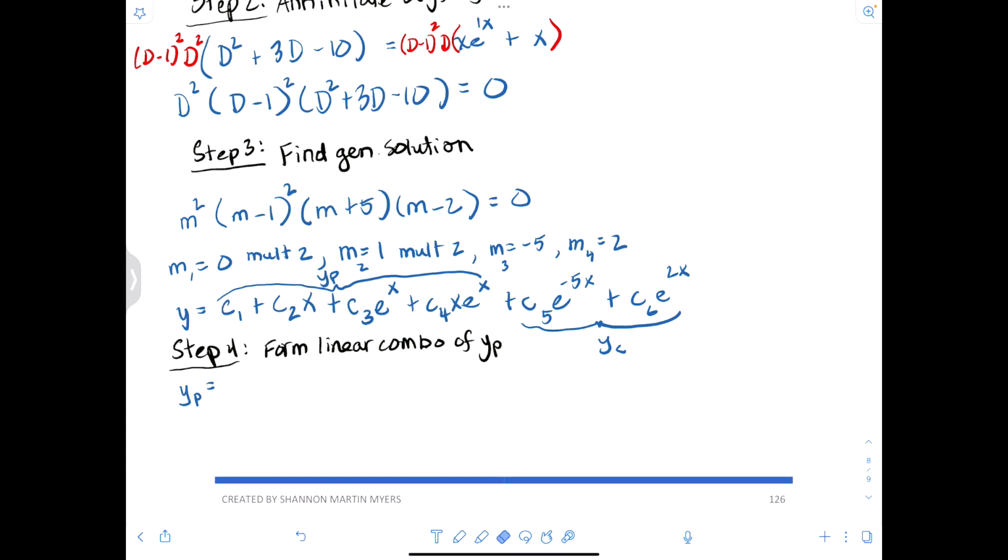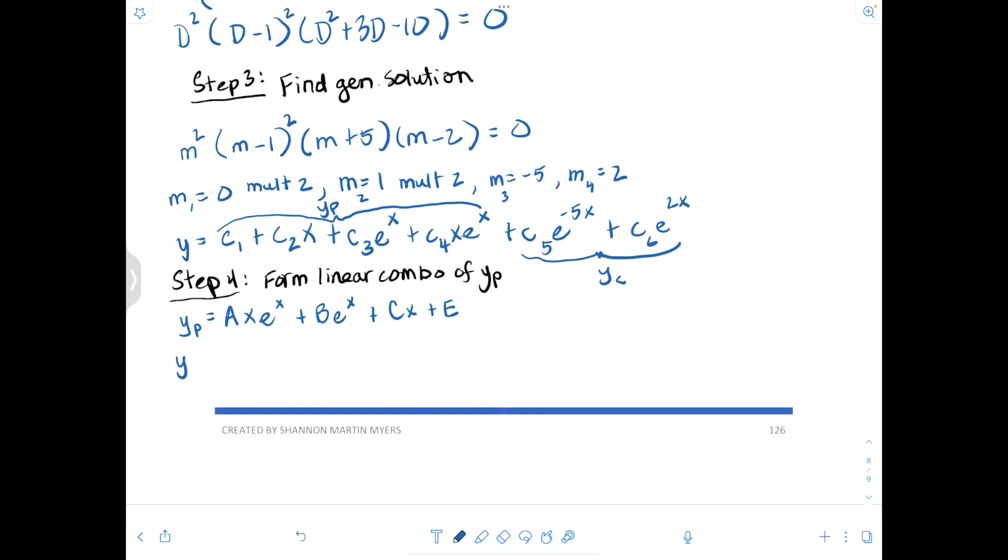So we will have, starting with that c4 term, a x e to the x plus b e to the x plus c x plus e. Cool so far?